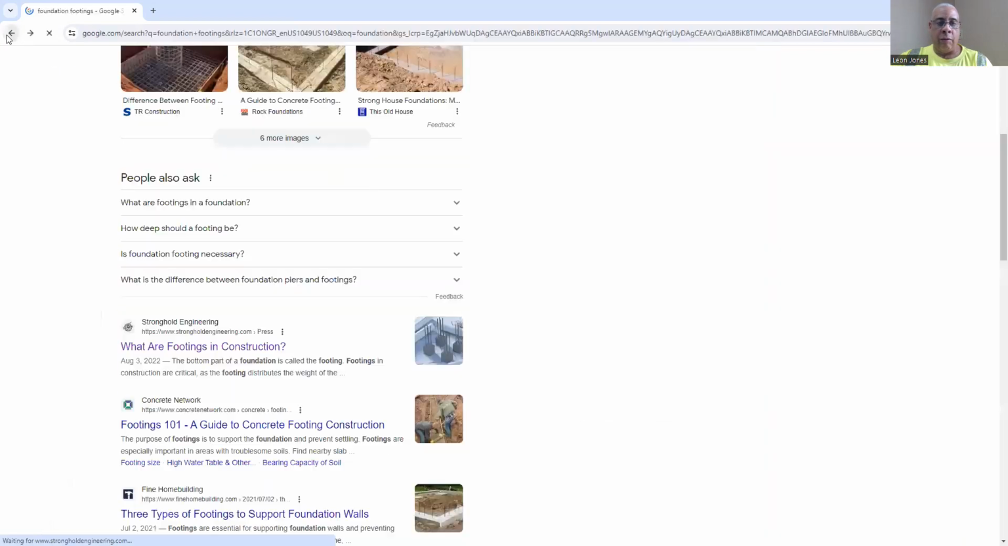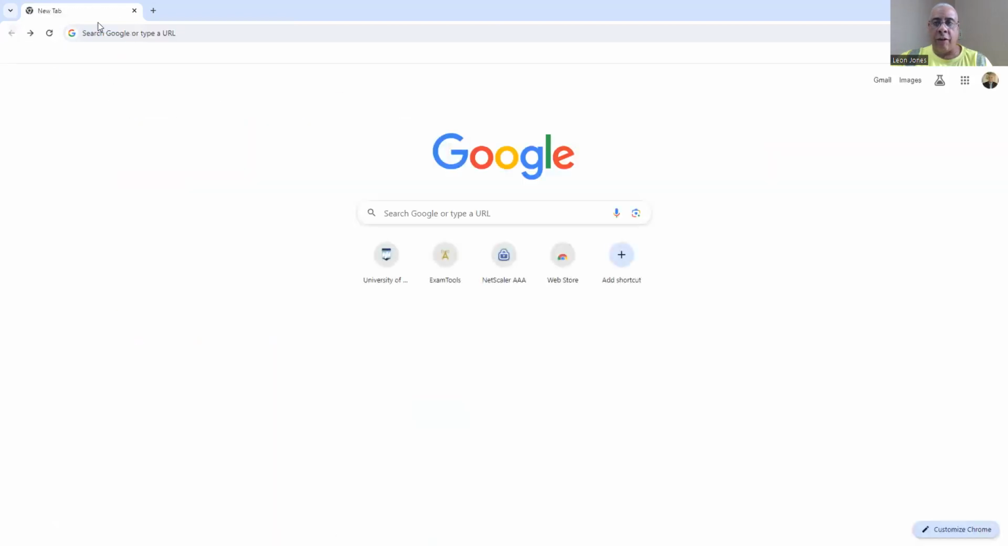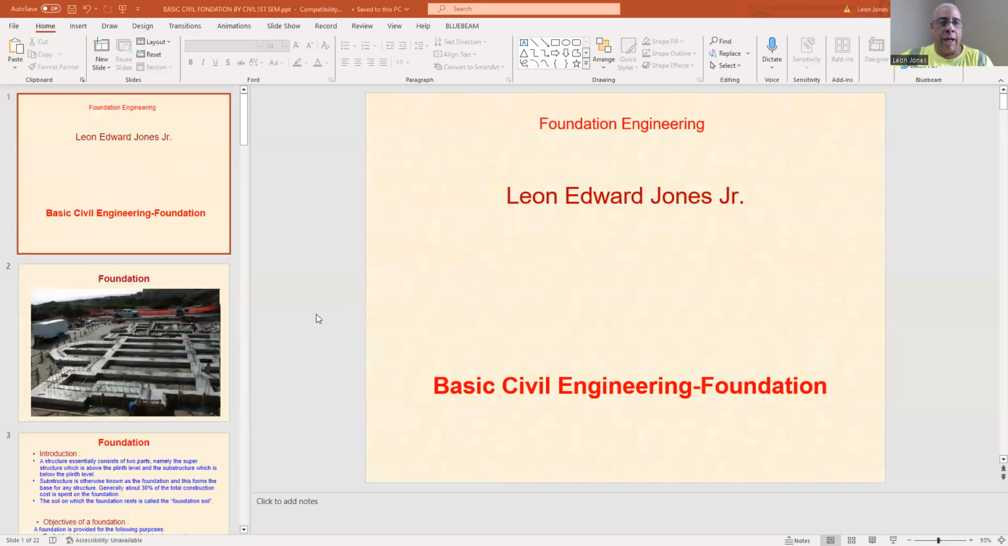Now, again, when we deal with footings, we deal with a support system. Now, as I share my screen again, I'm going to get into the PowerPoint and show you types of footings and how they're actually done. Now, this is good information if you are a civil engineering major.